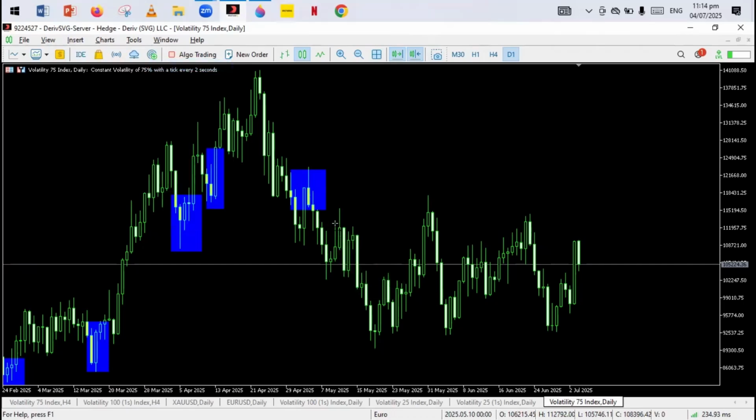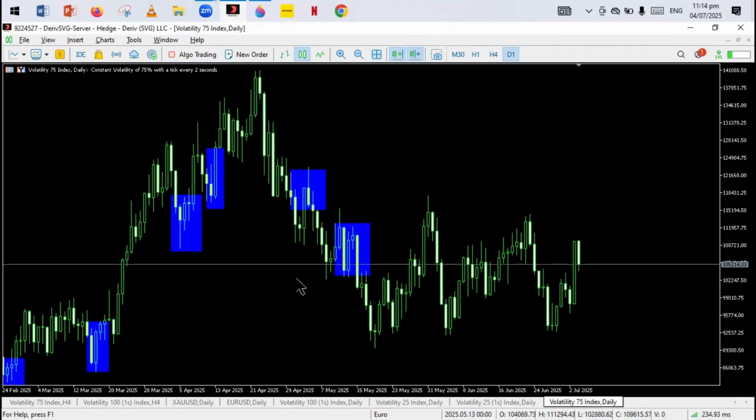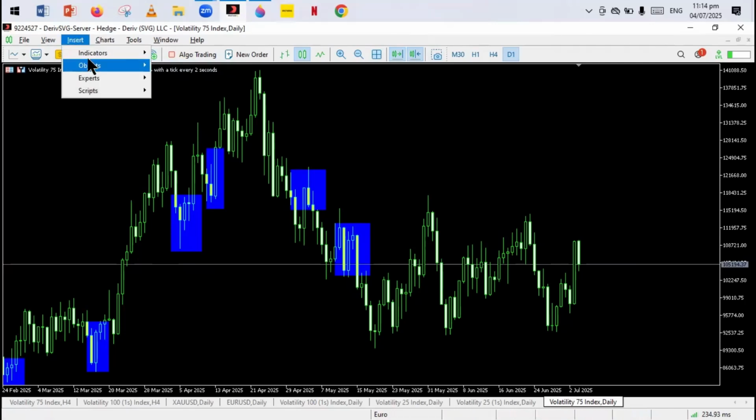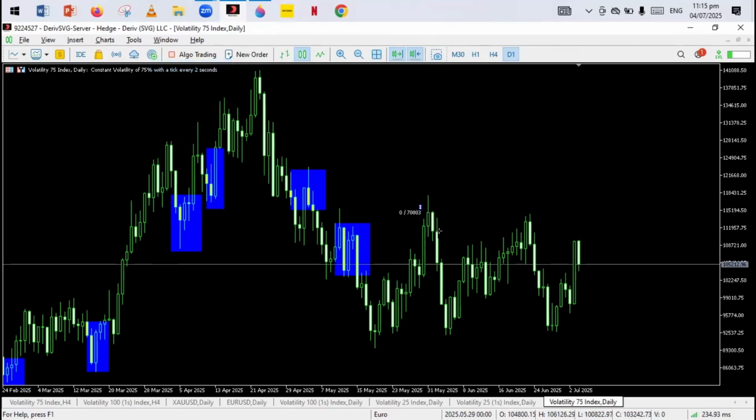What pattern do we have there? We have a bearish engulfing. Lower low, lower high. What pattern do we have? We have a bearish engulfing. So price is ranging at this level.